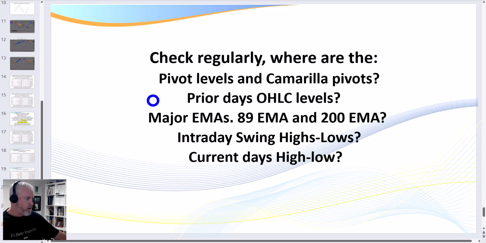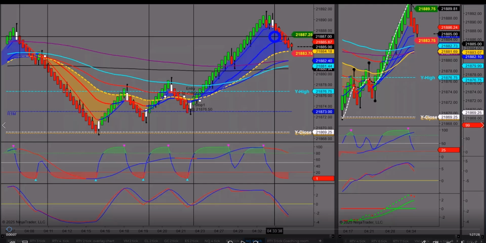Now a moment ago I mentioned there are some critical areas that we need to take note of: our pivot levels, prior open, high, low and close, and major EMAs. Why all of these levels? They are price magnets, and they also act as major support and resistance levels. So let me start with this one.